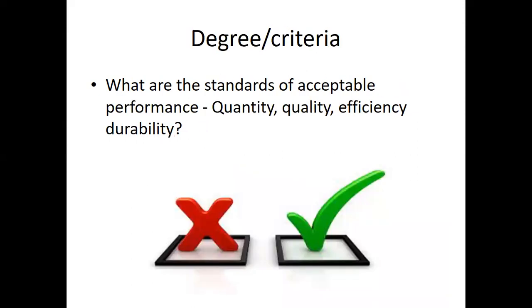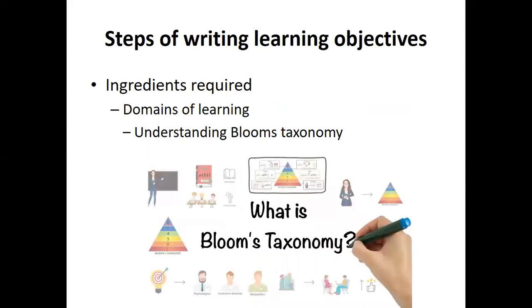Then degree and criteria: what are the standards of acceptable performance? You are looking at the quantity, quality, or the time. So compiling all these things, what are the steps of writing the learning objectives? Before going to the discussion and elaboration of the steps, what is required for writing the objectives? What are the ingredients which are required?